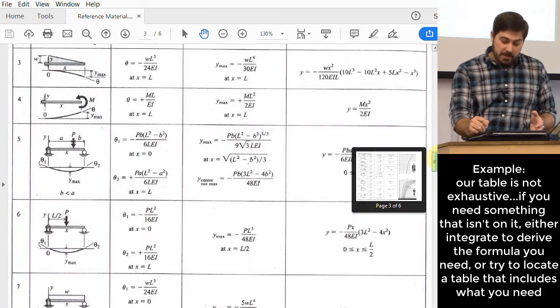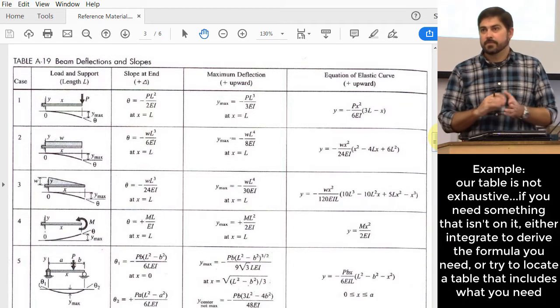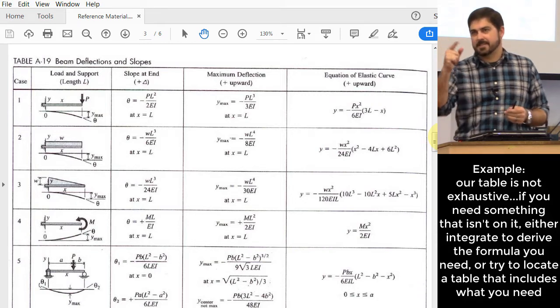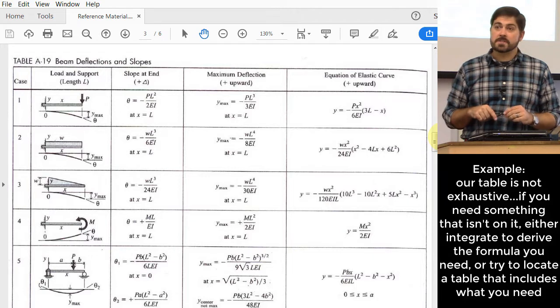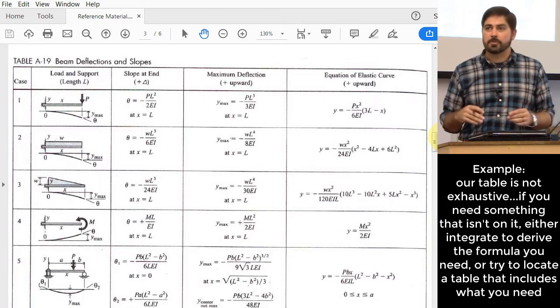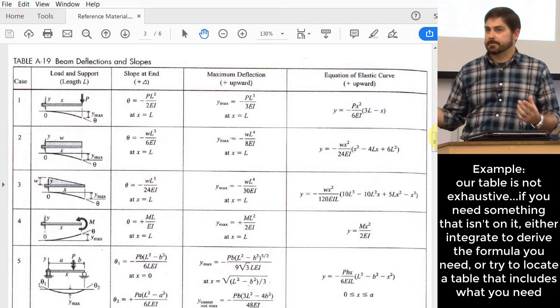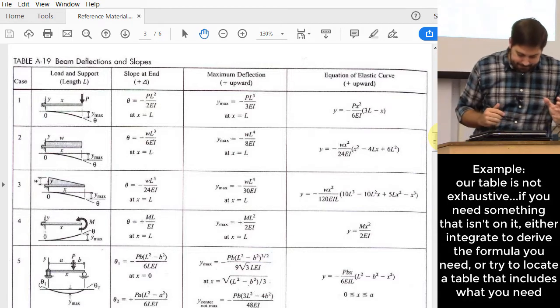So if that's something you need, you are not helpless. What's your response? What should you just immediately say? Yes, I can do that. As long as you can set up a W function, it's just a matter of integrating a few times, and you can make your own function that gives you all of these things. You don't need to even use the table. Okay? So, all right.